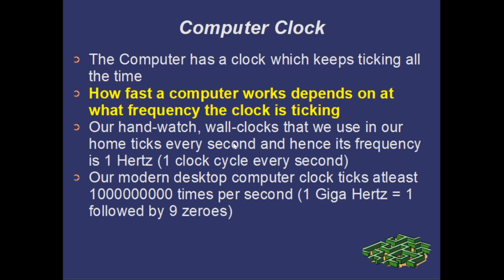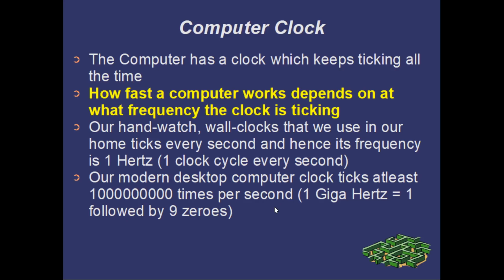So our watches and the clocks on the wall tick every second. That means they are 1 hertz, one clock cycle every second. But a modern computer ticks at least one followed by 9 zeros times per second. One followed by 9 zeros is 1 gigahertz. So that many times your clock is ticking inside your computer every second.